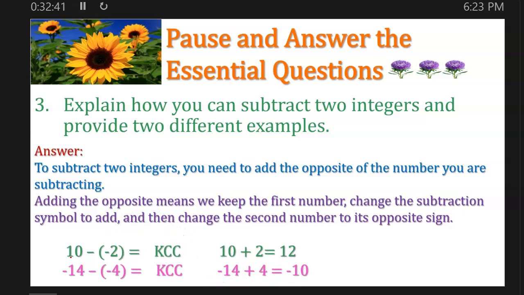Here are a couple of examples. 10 minus -2, we would keep change that problem and turn it into 10 plus +2. We're adding the opposite. Instead of subtracting a -2, we're adding a +2, which gives us a 12. -14 minus -4, again, keep change, -14 plus +4, we're adding two different signs. So we take the difference, which is a 10, and we keep the negative this time because the 14 has the larger absolute value and the 14 is negative.